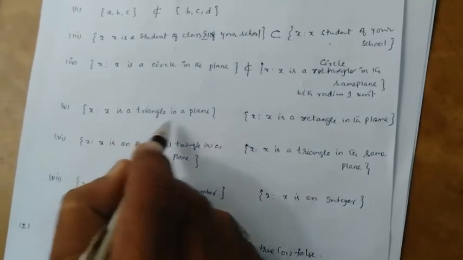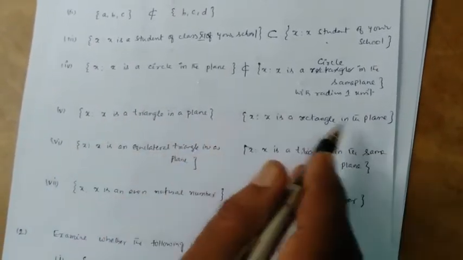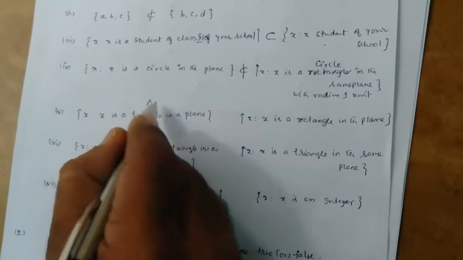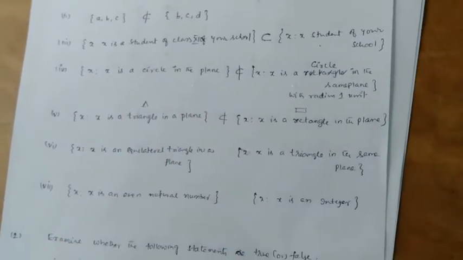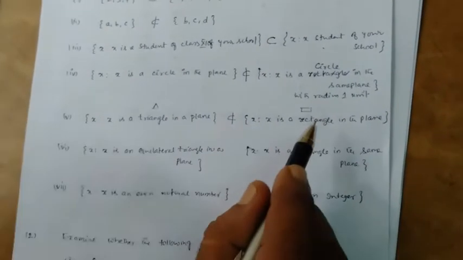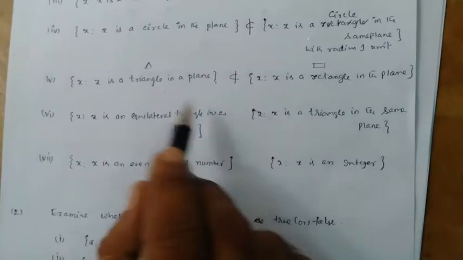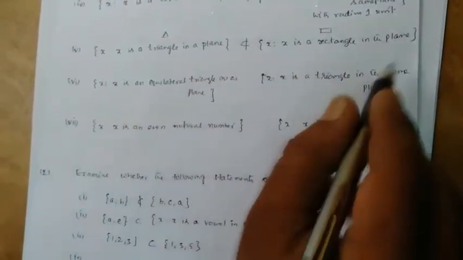Next, X is a triangle in a plane, and X is a rectangle in a plane. Clearly these two are different items. It is a triangle, it is a rectangle. So definitely it is not a subset of the rectangle set. Triangles are different items, rectangles are different items. So this is not contained in the rectangle set in the plane.